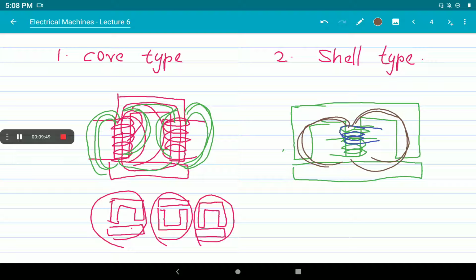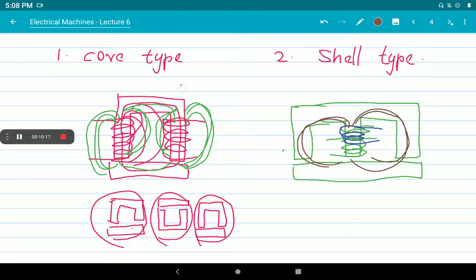So we can say the reluctance is low, and it is more expensive also. Constructionally, shell type is more expensive, but most of the flux lines will pass through the ferromagnetic core itself. So reluctance is low compared to core type transformer. So based on construction, there are two types of transformers: core type transformer and shell type transformer.